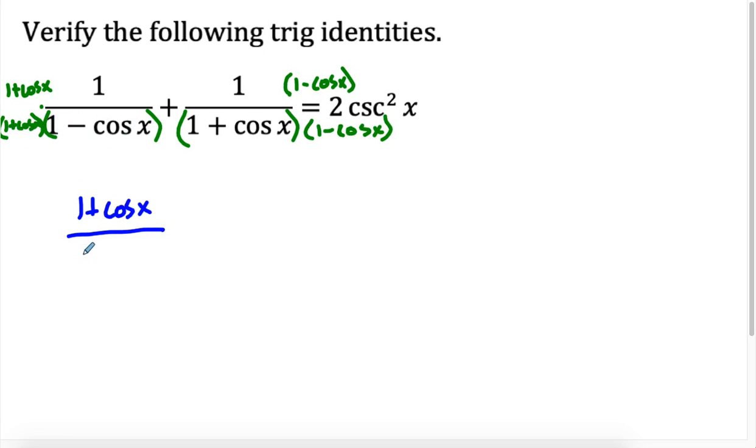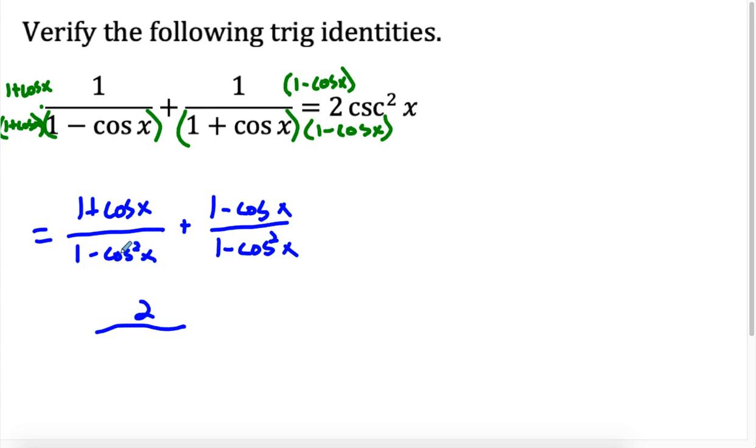We have 1 times 1 is 1, 1 times negative cosine, and 1 times positive cosine. Those will cancel each other out. And then we've got cosine times negative cosine, would be negative cosine squared. Then something very similar over here. We've got 1 minus cosine over, and this multiplication will be the same, 1 minus cosine squared. So in my numerator, I've got 1 plus 1, that'll be 2, and then cosine plus negative cosine, that cancels out.